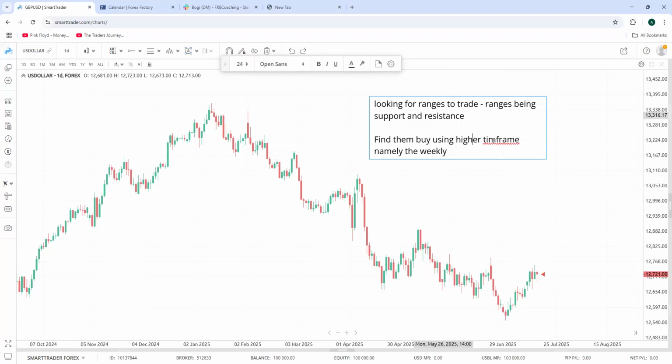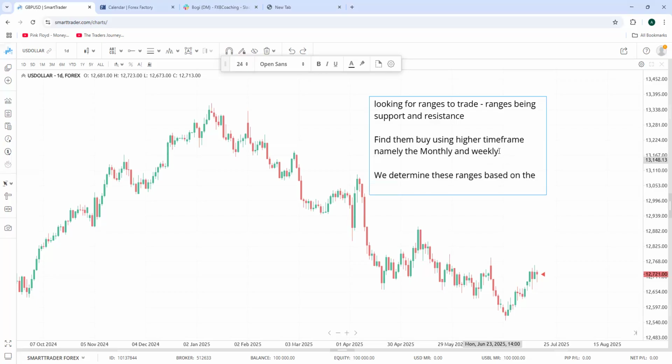With dyslexia there. The time frame, namely the monthly and weekly. We determine these ranges based on the 50% candle retracement requirement.